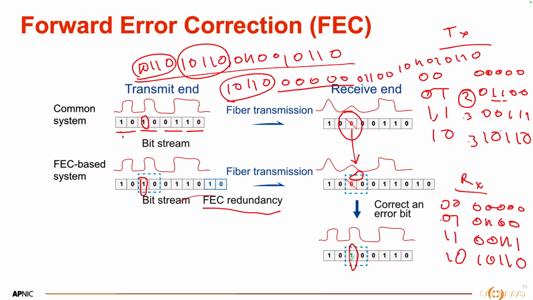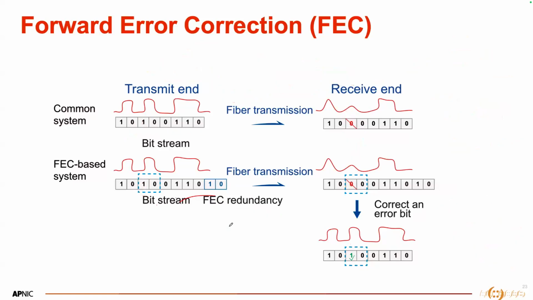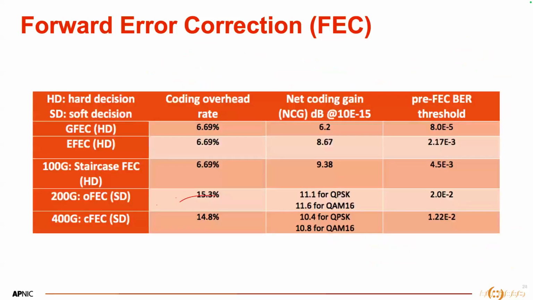Okay, so moving forward. There are different types of FEC schemes, and different types of FEC have different efficiency. The coding gain is basically showing you the efficiency of the coding scheme.